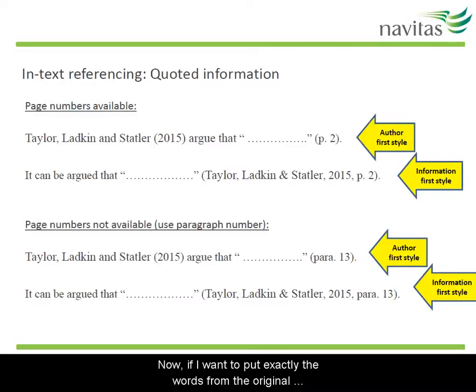Now, if I want to put exactly the words from the original article in my assignment, a quote, I need to add a page number, if there is one. Some online documents are just a long piece of text on the same page. In that case, I need to count the paragraphs and add the paragraph number where I found the quote. I use the abbreviation para for the paragraph number.